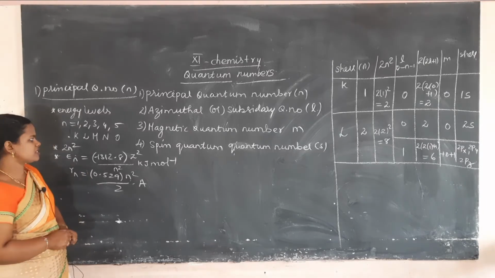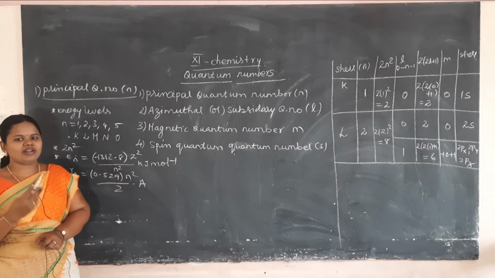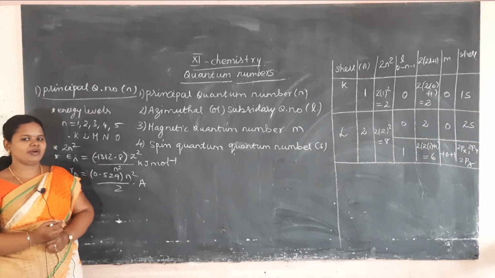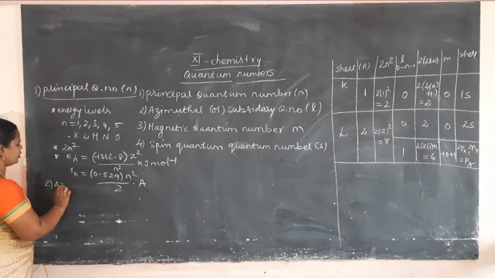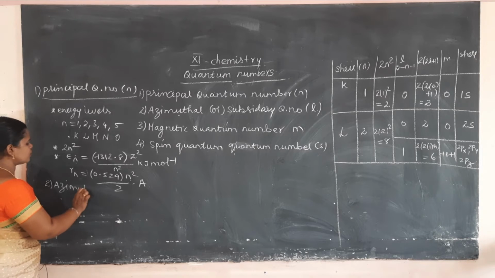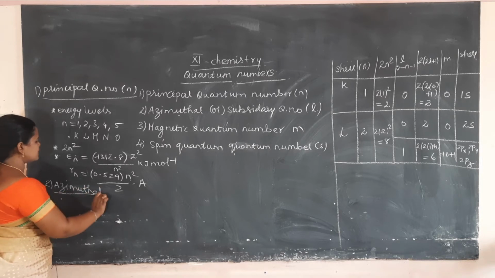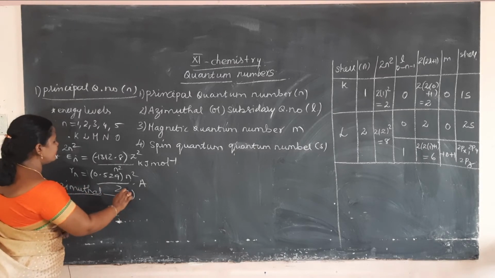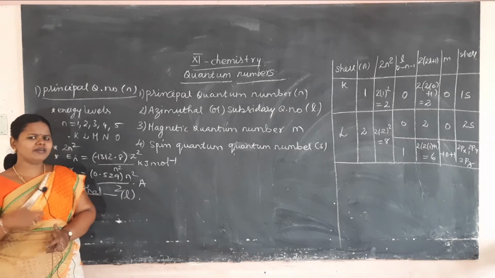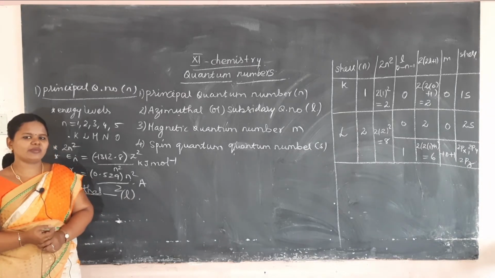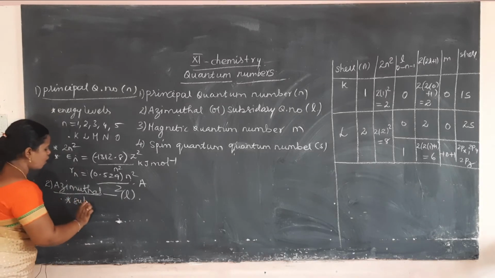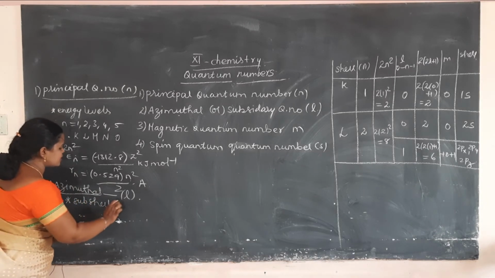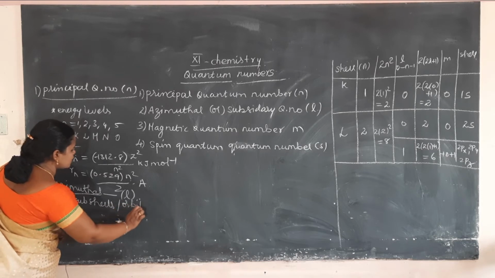So these are all the terms that are explained by the principal quantum number. Then our azimuthal quantum number. This azimuthal quantum number represents the different subshells or sub-energy levels, that is, the orbitals.